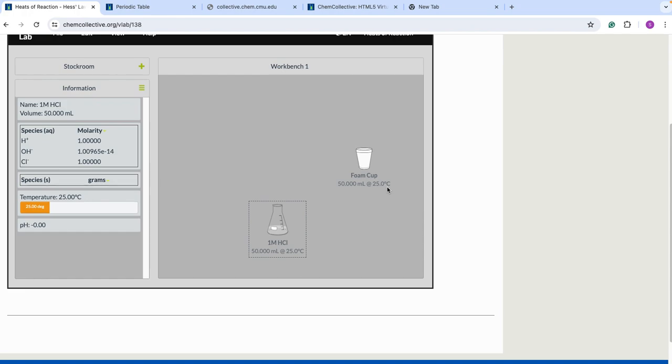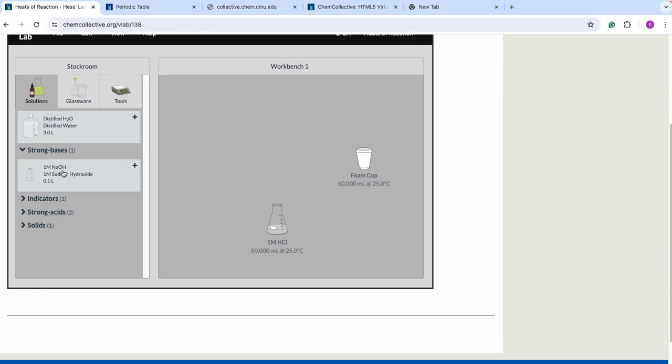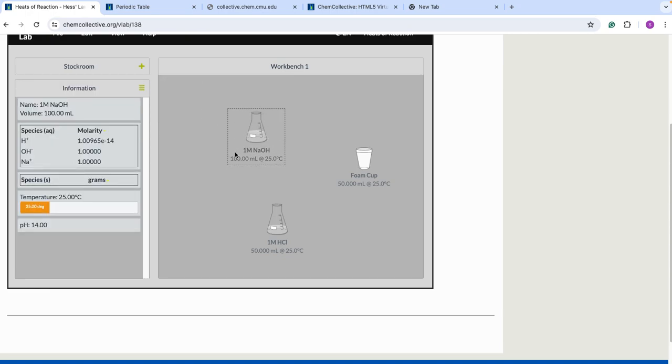It's 25 degrees Celsius. I then need to get some of my sodium hydroxide, so I go back into solutions and back into strong bases, and I have a 1 molar solution of sodium hydroxide. Again, look at the temperature of it and record that on your worksheet, which is going to be 25 degrees Celsius as well. Then I'm going to add another 50 mils of this into the container.